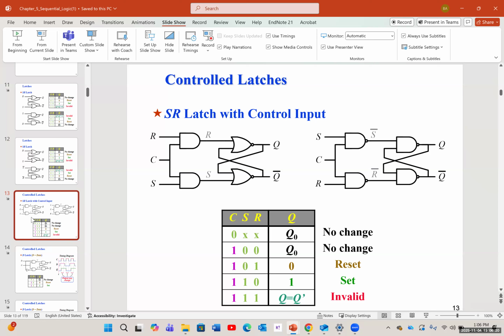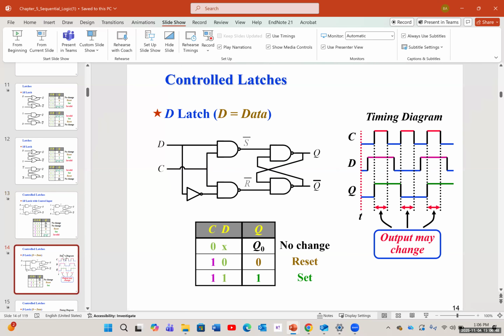In a normal SR latch, we have 4 possible outcomes. If S and R are 0, 0, we would have no change, meaning Q1 would be equal to Q0. If S and R are 0 and 1, we're going to have a reset. If S is 1 and R is 0, we're going to have a set. And 1, 1 is going to be invalid.